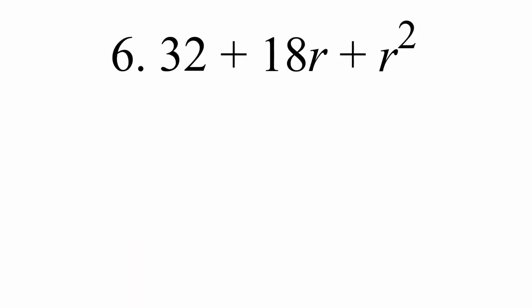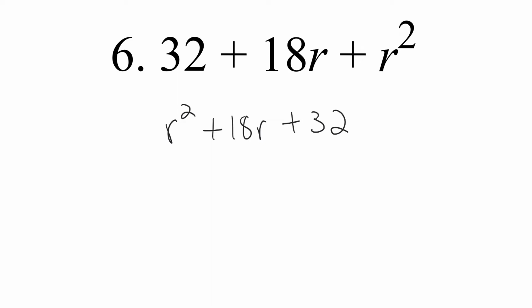Number 6, well, it is a trinomial, but it's not in order. Remember that standard form for a polynomial, you want the term with the highest exponent first. So this is not in order. First of all, I'm going to write down everything in standard form. So I'm going to take the r squared first. Highest exponent is first. And then you descend. You go down on the exponents. So the next lowest one will be the 18r. And the last term is your number 32, or the constant.